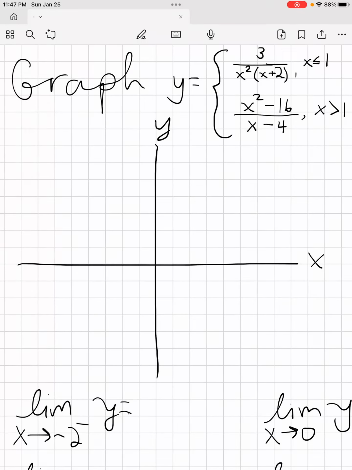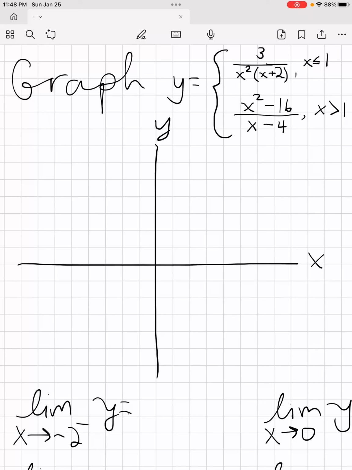All right, everyone. Today we're looking at section 2.5, limits that are infinite. So to start off, I wanted to have us graph a piecewise function that has some of the properties that we look for to know if a limit will be infinite. For this piecewise, we're starting off with x less than or equal to positive 1, and we have the graph 3 over x squared times x plus 2.